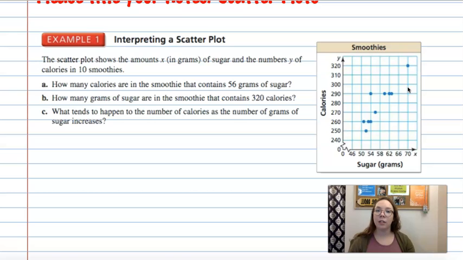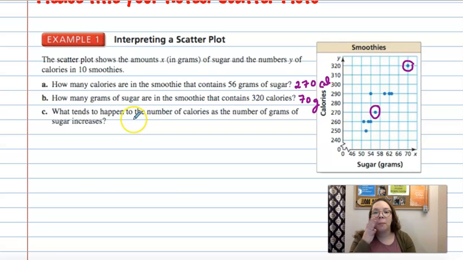How many calories are in the smoothie that contains 56 grams of sugar? So along the bottom here, 56 would be this point. And if I go straight across, that'd be 270 calories. Then it says how many grams of sugar are in a smoothie that contains 320 calories. So here's my calories. I go straight across, that's this point. Straight down would be 70 grams of sugar.